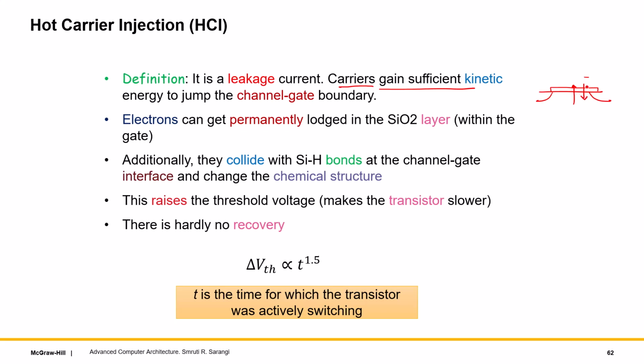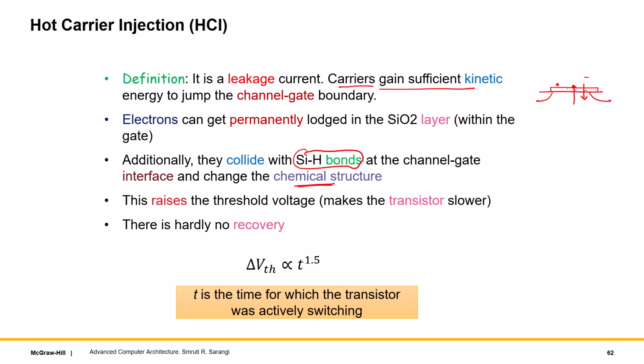So they can get permanently lodged in the SiO2 layer within the gate. It can be a transfer either way, this way or that way. In either case, electrons can get permanently lodged within the gate, mainly because they are moving at such a high velocity that a few will get trapped in here. Furthermore, they could collide with the Si-H bonds at the channel-gate interface, and again, they could maybe take the proton out and change the chemical structure.